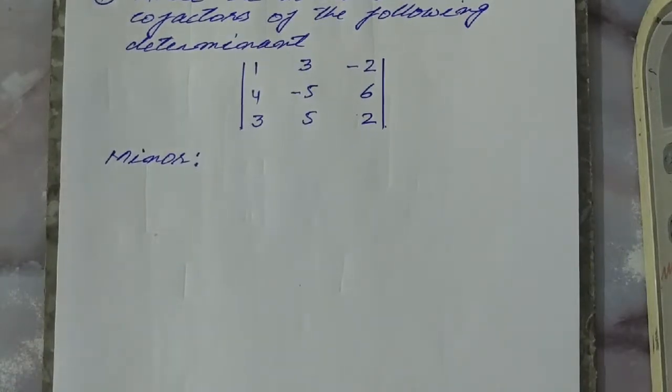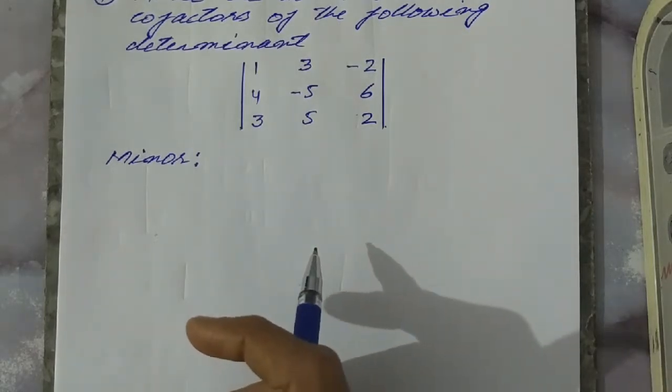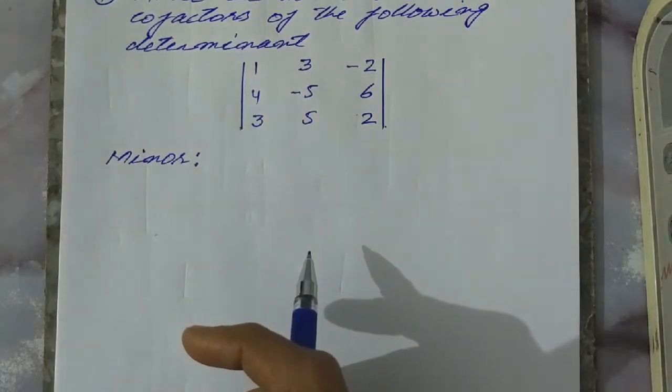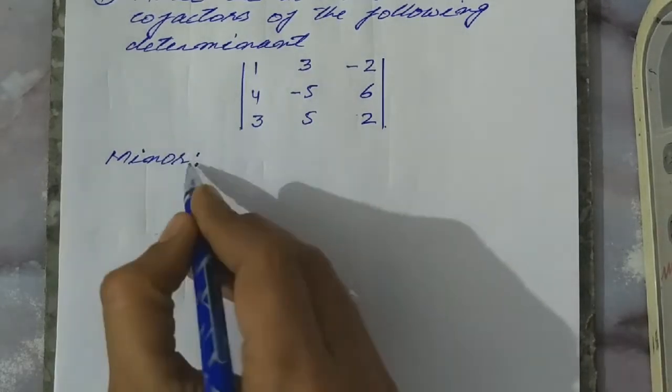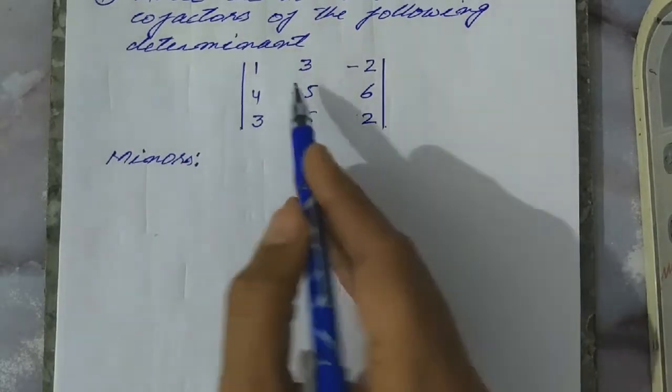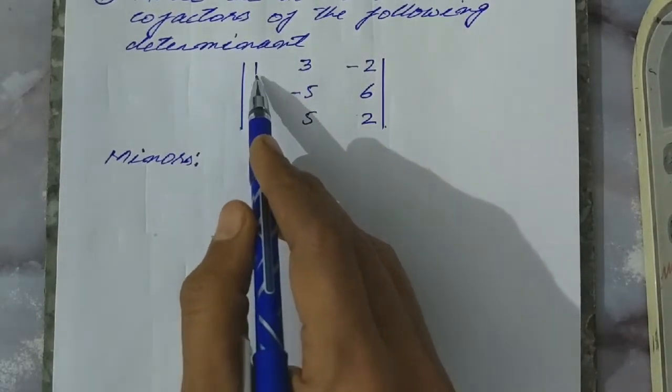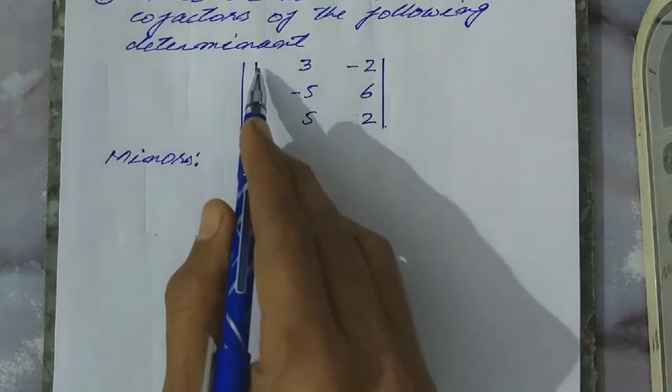Now the next type of sum is where a determinant is given and we need to write minors and cofactors of the elements of the determinants. So first we have to talk about minors. So writing minors of each and every element of determinant, what we have to do?